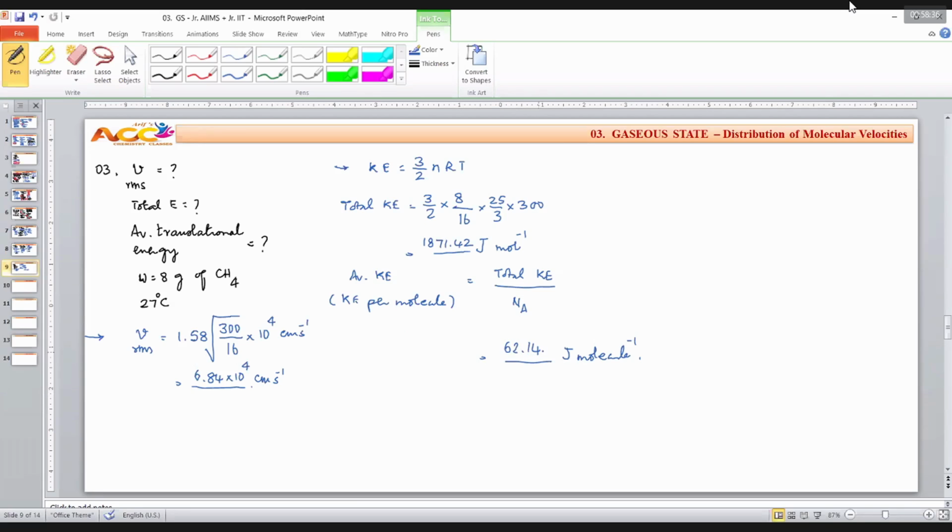10 power minus 22 into 10 power minus 22. What is that?